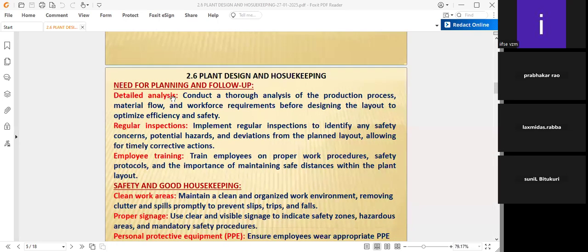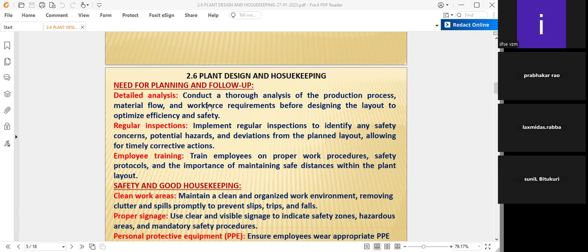That's why we need detailed analysis, regular inspections, and employee training. No doubt the initial detailed analysis will be taken care of, but we must conduct a thorough analysis of the production process, material flow, and workforce requirements before designing the layout, to optimize efficiency and safety. Definitely, we will see the detailed analysis.